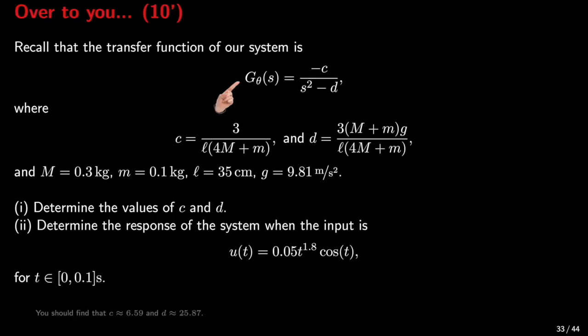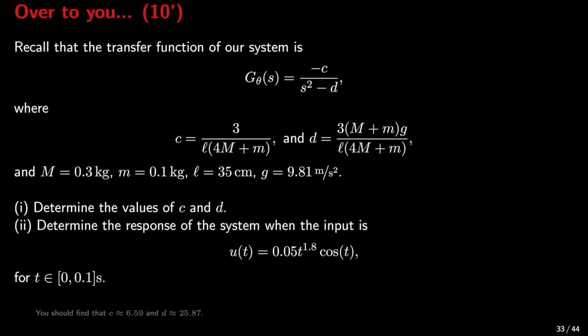We have already determined the transfer function g theta with input F and output x3. And c and d are given by these formulas. c and d are positive constants. Now, suppose that M, the mass of the car, is 0.3 kilos. Little m, the mass of the rod, is 0.1 kilos. L, the half length of the rod, is 35 centimeters. And g is 9.81 meters per squared second.